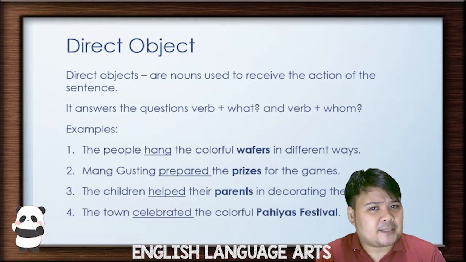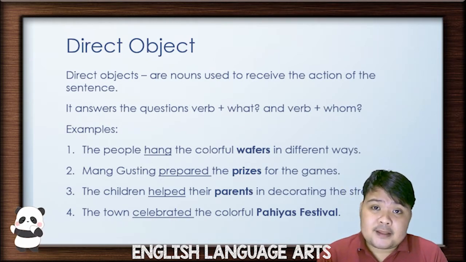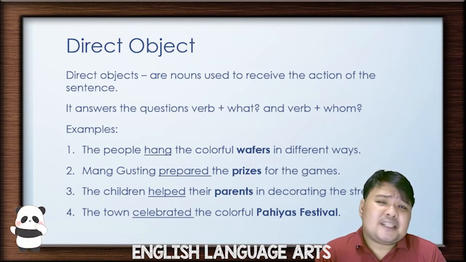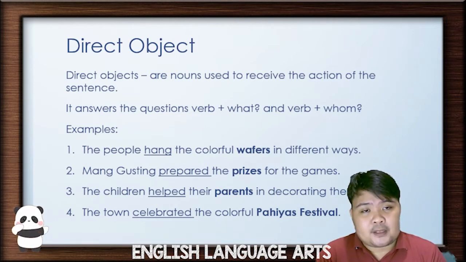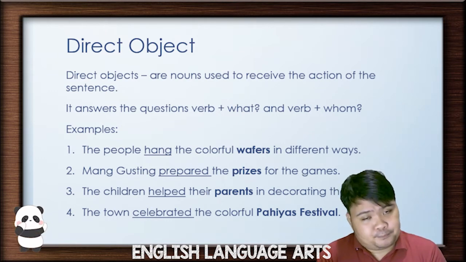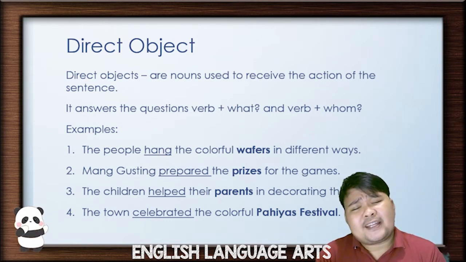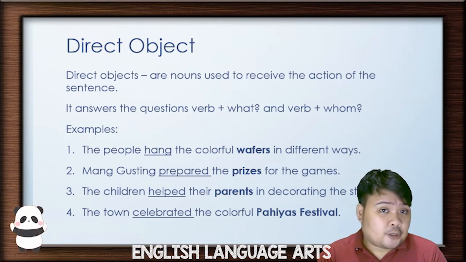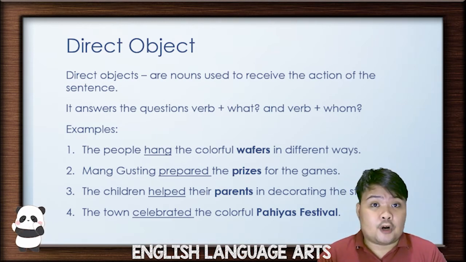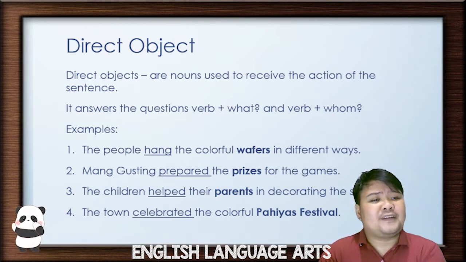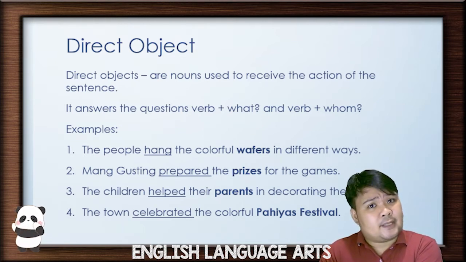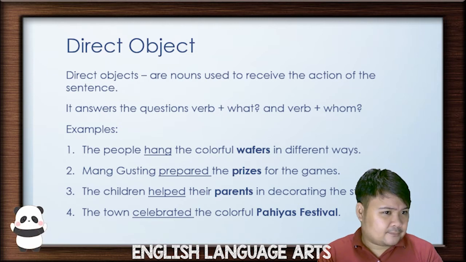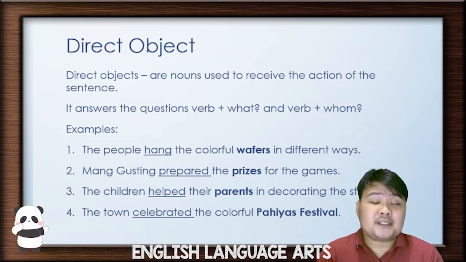Direct objects, guys, basically, they receive the action. They directly receive the action. To find a direct object, they are after the verb. After an action verb. How do you find it? Verb plus what? Or verb plus to whom? Take for example number 1. The people hang the call for wafers in different ways. Your verb is hang. Hang what? Wafers. Wafers is DO.